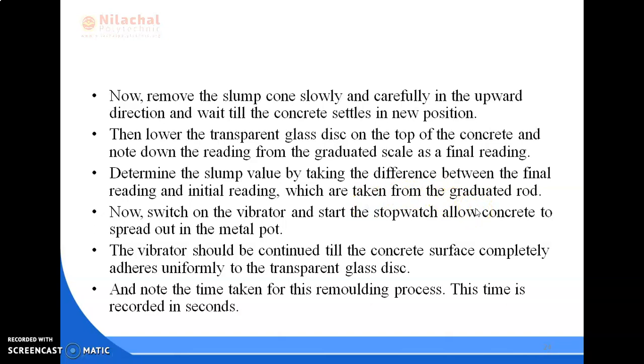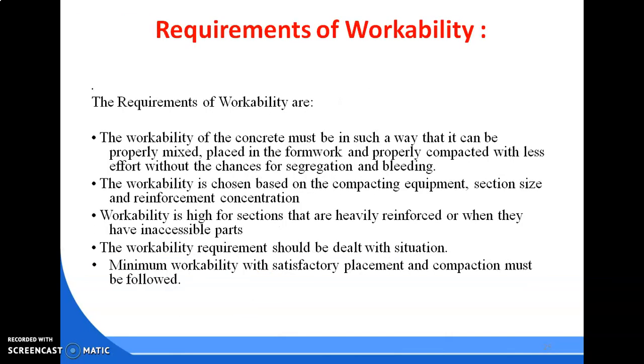Now switch on the vibrator and start the stopwatch, allowing the concrete to spread out in the metal pot. The vibrator should be continued till the concrete surface completely adheres uniformly to the transparent glass disc. Note the time taken for this remolding process, and this time is recorded in seconds. This is known as VB second. And a low VB time means high workability.